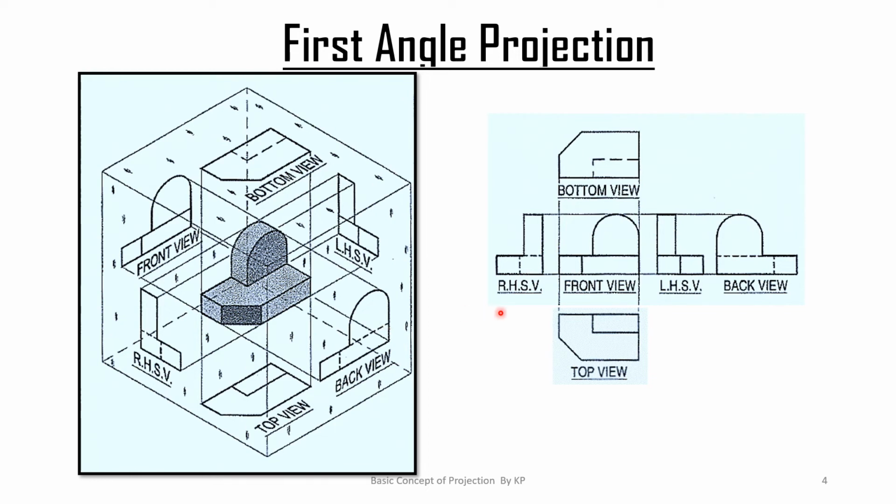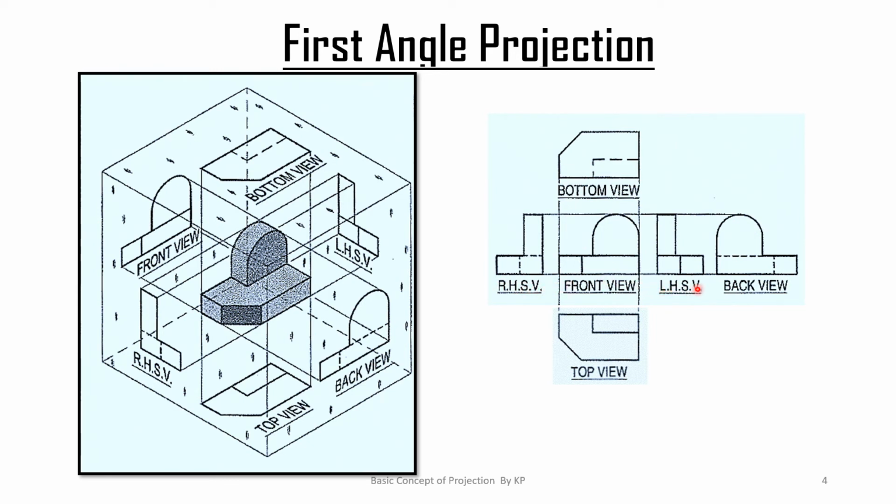Now if we come to the two-dimensional sheet, first of all we draw the front view. The bottom view will come above the front view, and the top view will come below the front view. The right hand side view will come on the left side, that is called RHSV when we are viewing from the right hand side. So this is called the RHSV, but this is on the left of the front view.